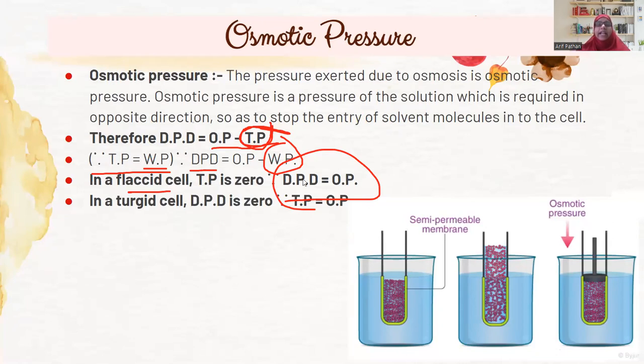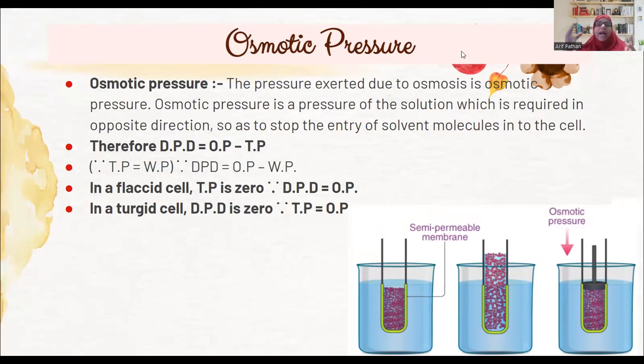Whereas in the turgid cell, the DPD is zero, right? Because the cell has completely swollen, completely turgid. So their turgor pressure and osmotic pressure will be the same. Yes or no? It will only change in the case of a flaccid cell. Fine. So these are certain equations or statements that you need to know with respect to endoosmosis and exoosmosis: what happens in endo, what happens in exo, and how the pressures change in a flaccid cell and in a turgid cell.